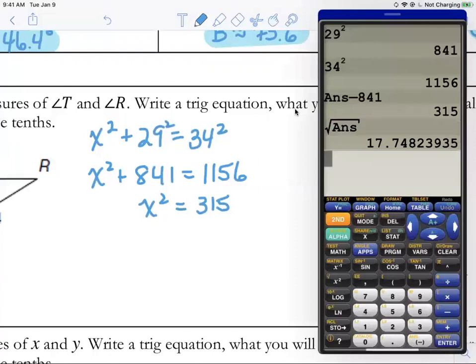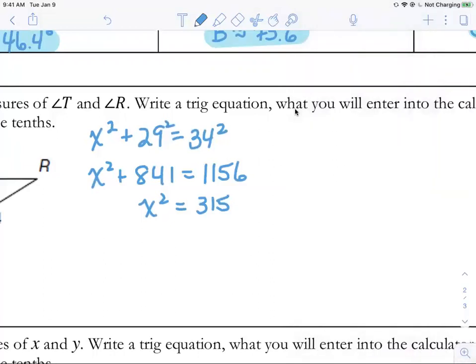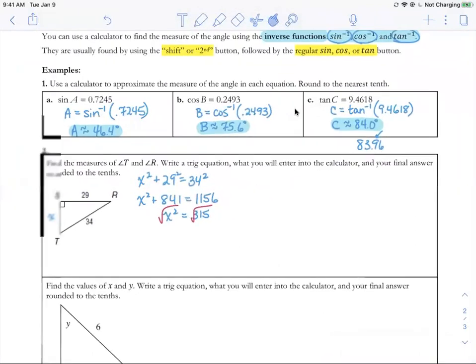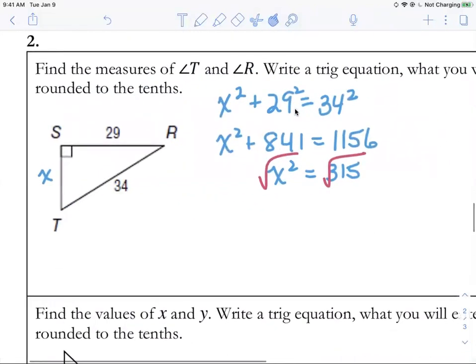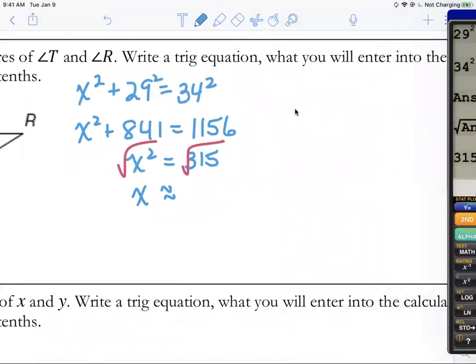But, okay, so let's see, 315 divided by 5 is 63. Okay, so let's do this. We're doing the square root of both sides. So X equals, let me see what I told you. Oh, you know what? I didn't even ask you to find the side. Well, look at that. I was going to say we can round that off or we could give an exact value. I didn't even ask you to find the side, but let's go ahead and finish that. So X would be approximately 17.7.